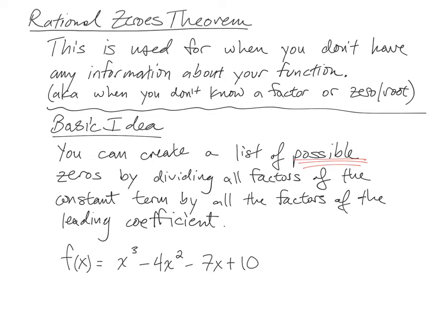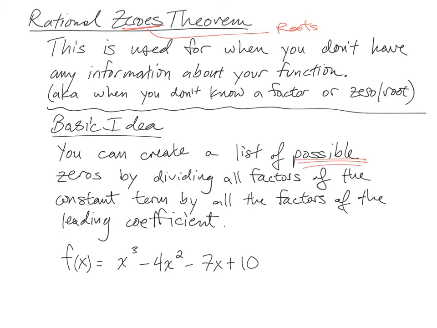So the rational zeros theorem, aka the rational root or roots theorem, is used when you don't have any information about your function. Before the last couple examples, you were given some information, like here's a factor. You could also be given information like, here's a 0. And we take that information away from you. You no longer have it, and you can no longer just start dividing.